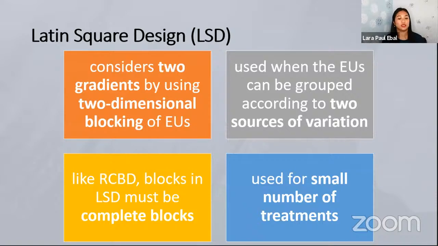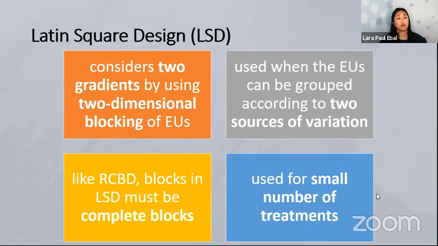Like RCBD, blocks in the LSD must be complete blocks, meaning in one row block there should be the presence of all treatment levels, or in one column block, there should be the presence of all four or complete treatment levels. So it is still a complete block.